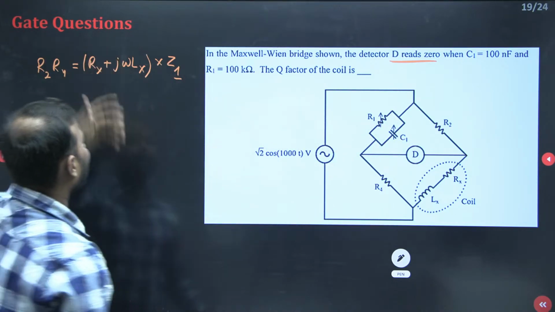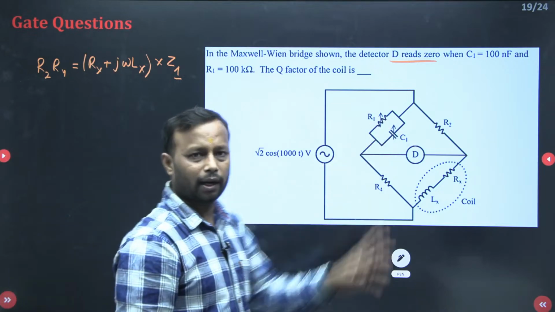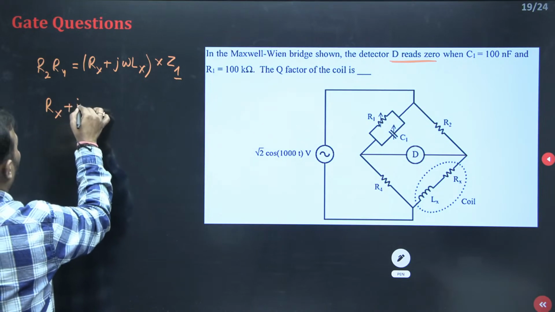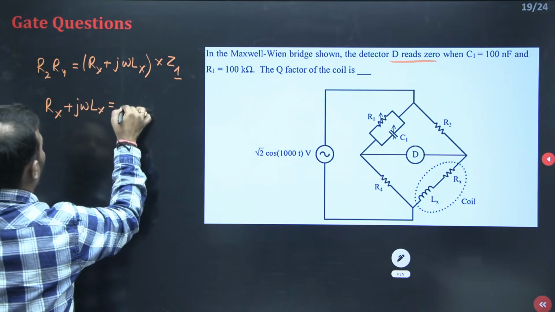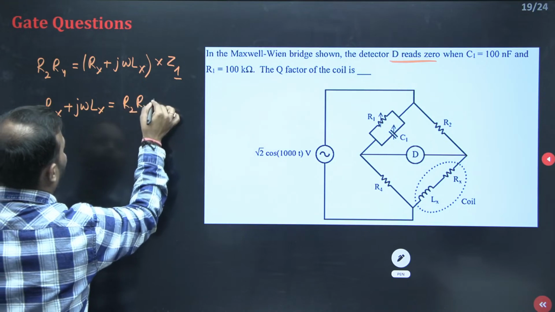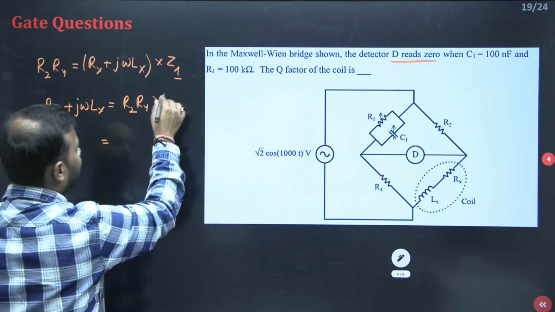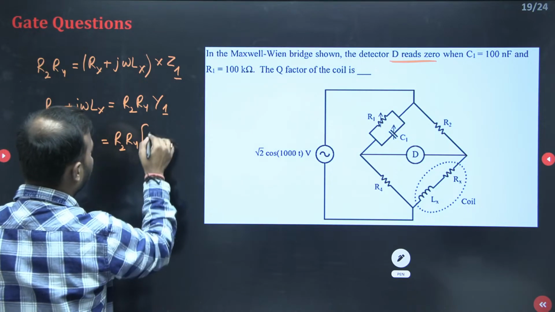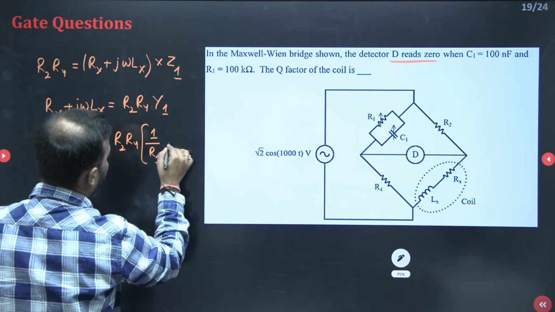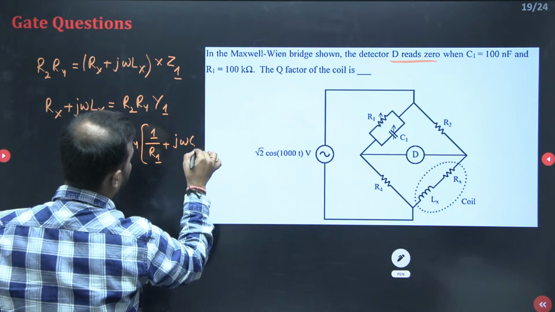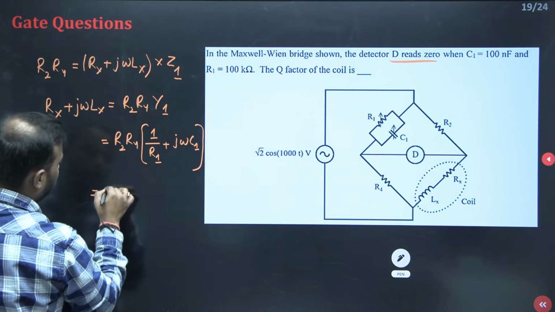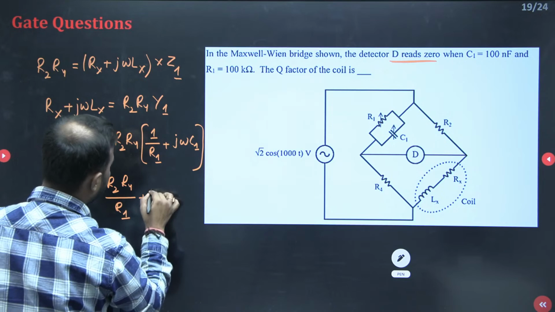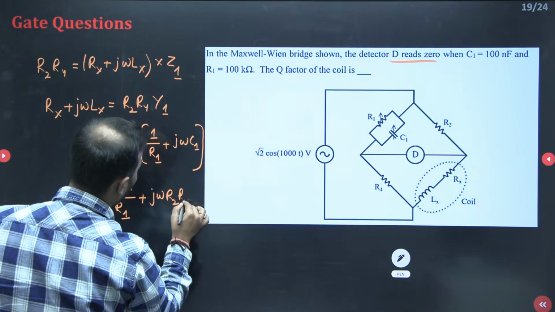So that it will become admittance, and we know that in parallel we can add the admittance. So here Rx plus j omega Lx is equal to R2 R4 Y1. Y1 is 1 upon Z1. So R2 R4 times Y1, and Y1 is 1 upon R1 plus j omega C1. So here we get R2 R4 by R1 plus j omega R2 R4 C1.